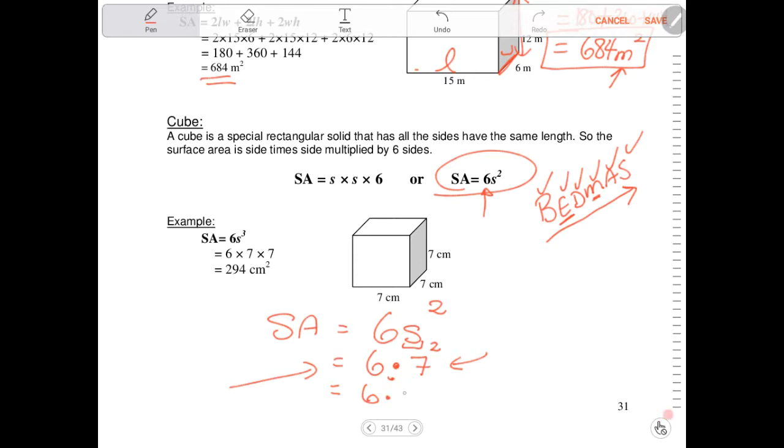When you calculate that, 7 squared should give you 49. And the final answer is going to be 294 centimeters squared. That is the surface area of the entire shape. If you have trouble with this squared value or getting the right answer in your calculator, please speak with your teacher.